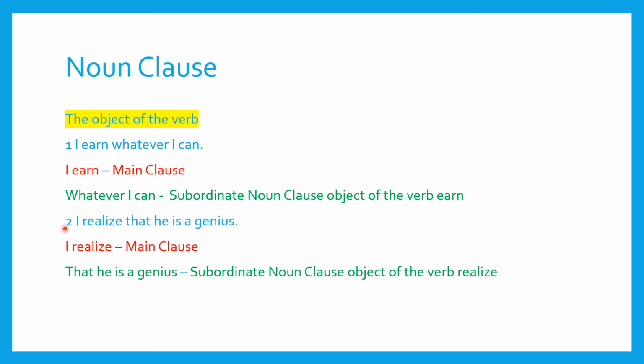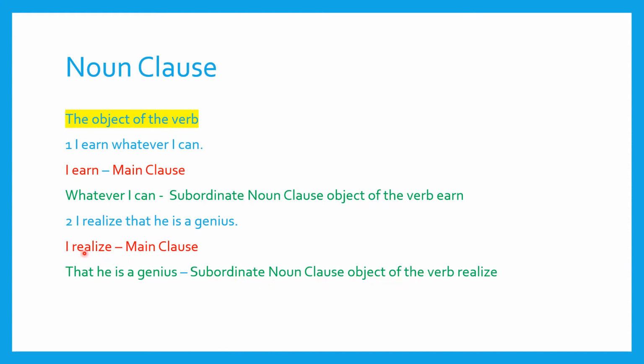The second sentence: I realize that he is a genius. Here also, I realize is the main clause. You circle that, or identify that as the subordinating conjunction. The subordinating conjunction introduces the subordinate clause. So that he is a genius is the subordinate clause. It is a subordinate noun clause. Why noun clause? You ask the question: I realize, realize what? You get the answer that he is a genius. Therefore, it is a subordinate noun clause.